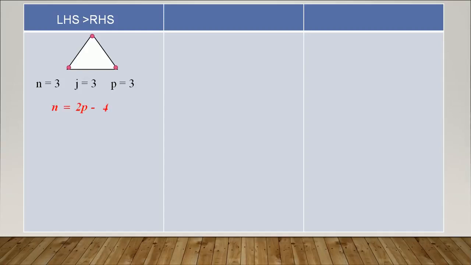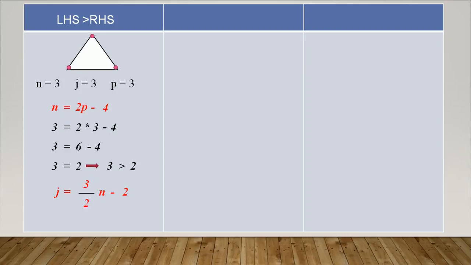Now we use the formula n is equal to 2p minus 4. In place of n we write 3 is equal to 2 into 3 minus 4, that is 3 is equal to 2 into 3, 6 minus 4, then it will give you 3 is equal to 2. So it is not an equality condition, 3 is not equal to 2, which leads to 3 is greater than 2. So it means that the left hand side value is greater than the right hand side. So when we face this kind of condition, the chain can be called a locked chain.